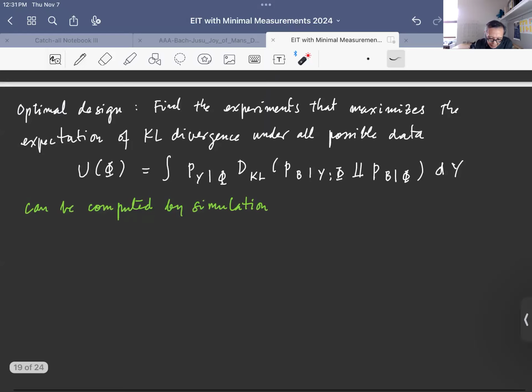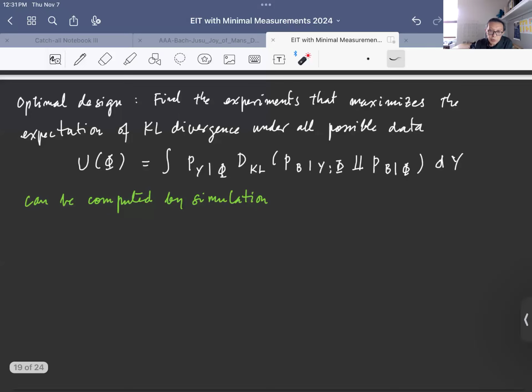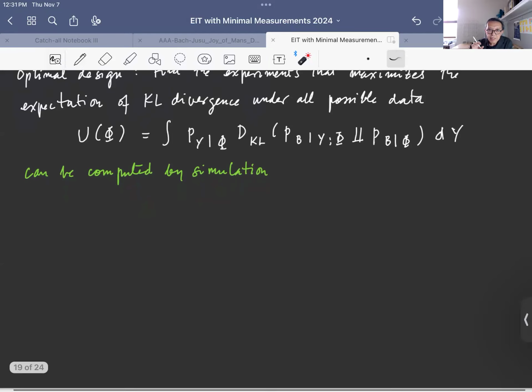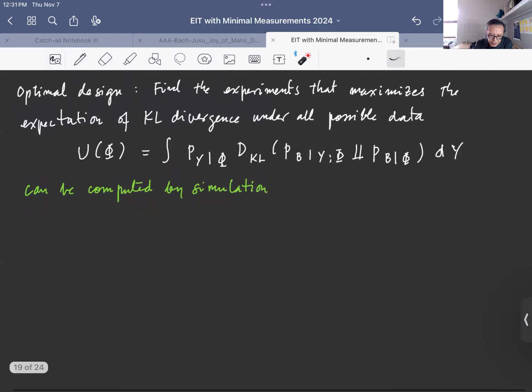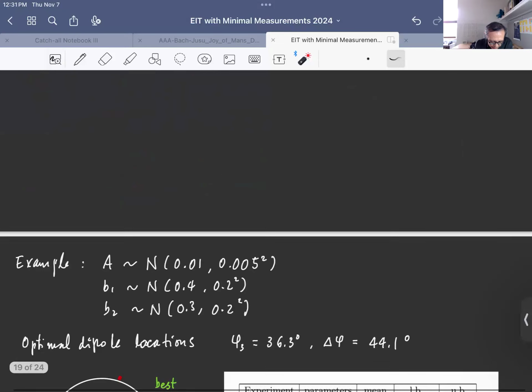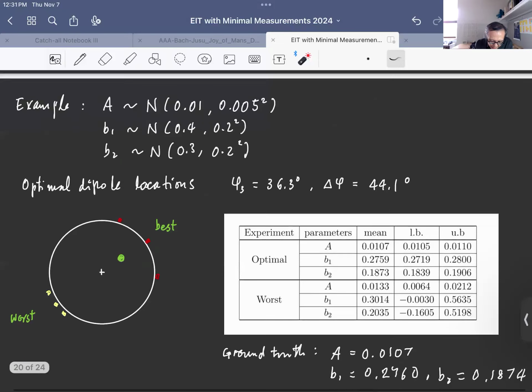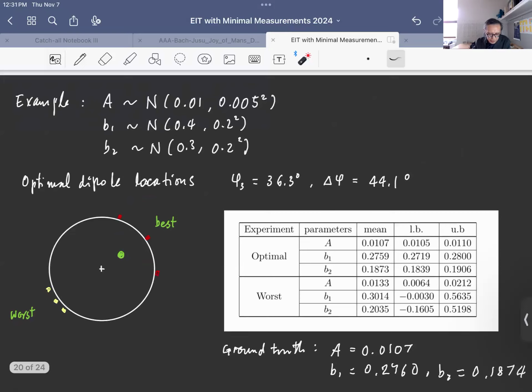So this is a way that we can choose the three places where we measure to get the shape, to get the location of the ellipse and the size of the ellipse. So we went ahead and tried this experiment. And I'm going to take a couple of minutes to go through this experiment.